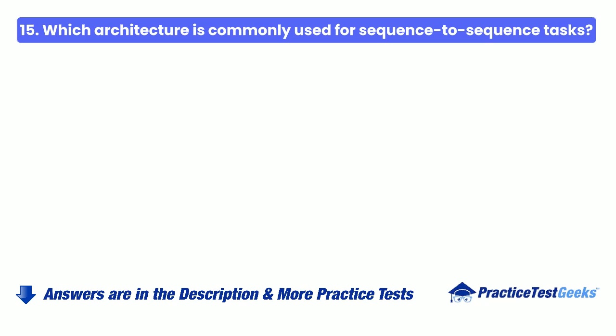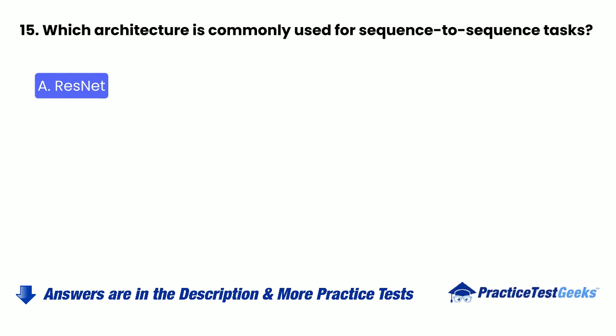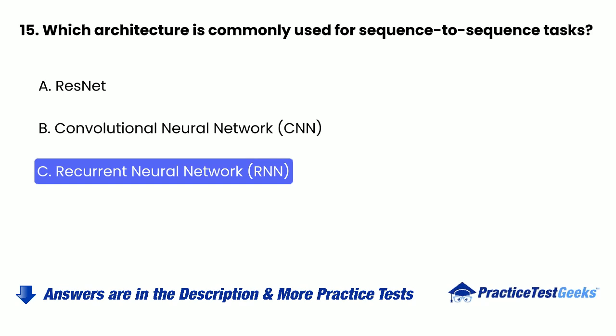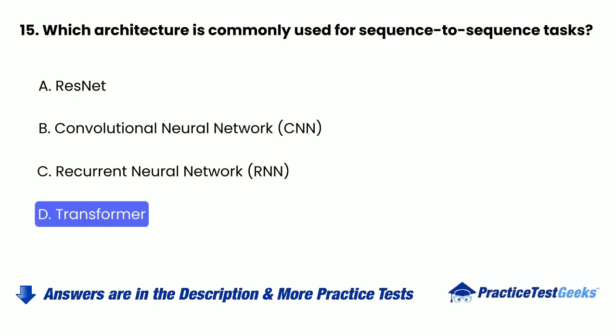15. Which architecture is commonly used for sequence-to-sequence tasks? A. ResNet. B. Convolutional neural network, or CNN. C. Recurrent neural network, or RNN. D. Transformer.